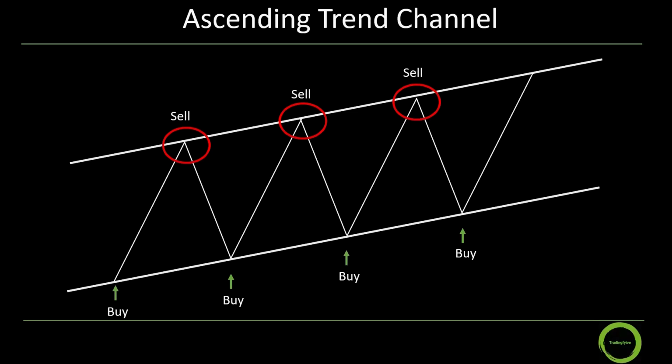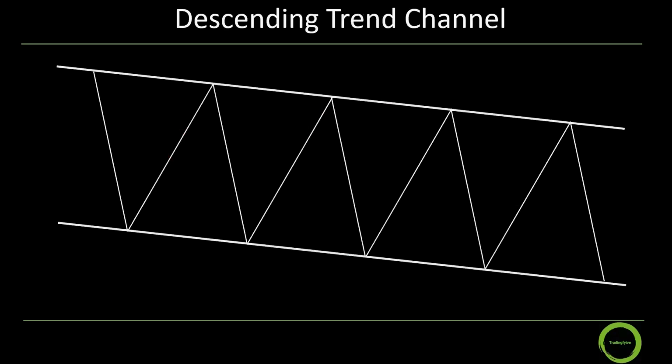Now if you look at the second type of trend channel, which is the descending trend channel, also called the falling trend channel, it is formed in a downtrend, and you see the price is forming lower lows and lower highs.